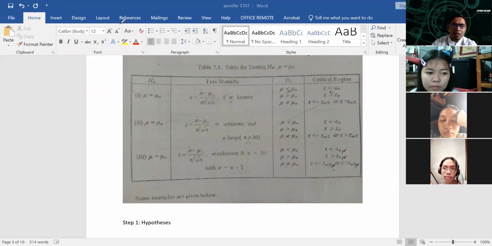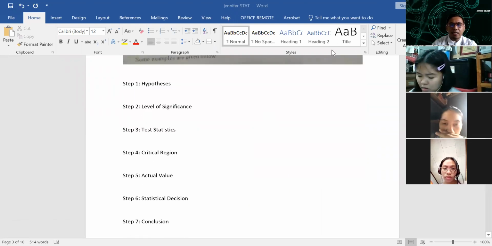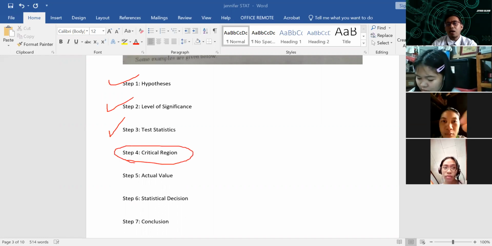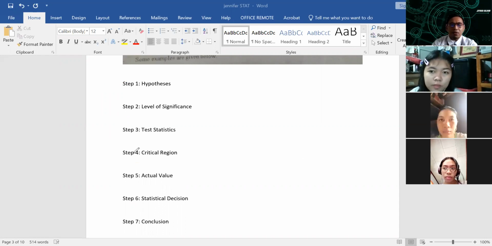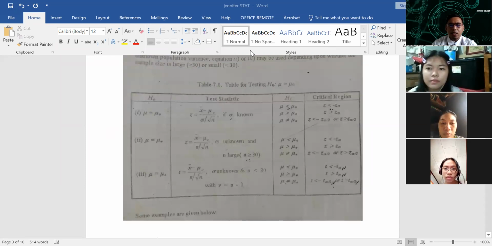Okay, now. So we are done with the test statistics. How to determine the test statistics? You just have to use the table that I presented a while ago. Okay, that's the third step. The next one is the critical region. How to determine this critical region? Still you will use the table that I presented to you a while ago. As you can see, the critical region is here.